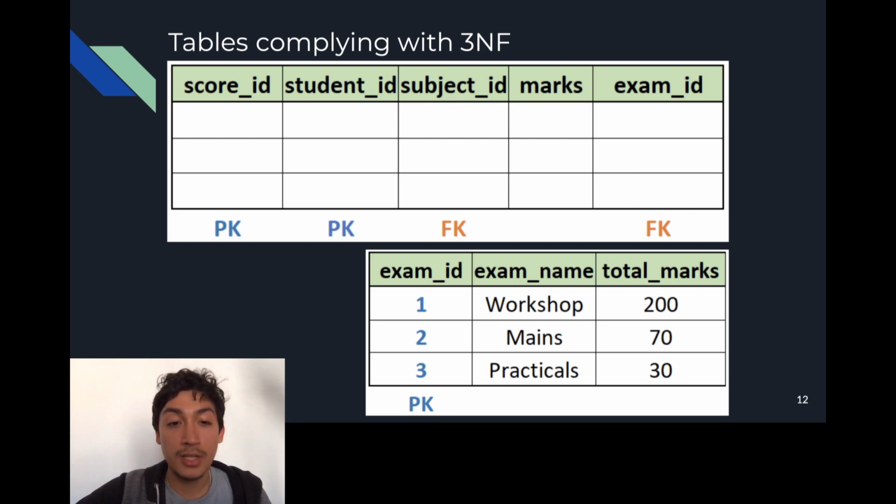Now, let's check the second table. Our primary key, exam ID. Exam name directly depends on the primary key, and total marks directly depends on the primary key. So there isn't any transitive relation. As we can see now, both our tables satisfy the third normal form.